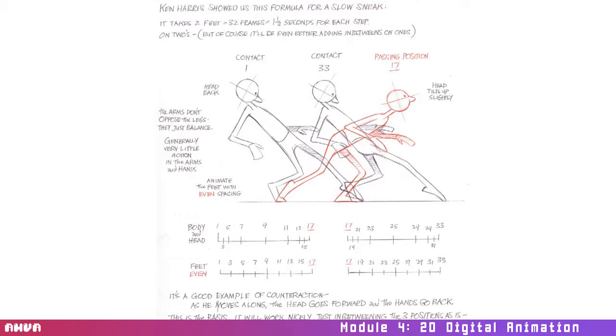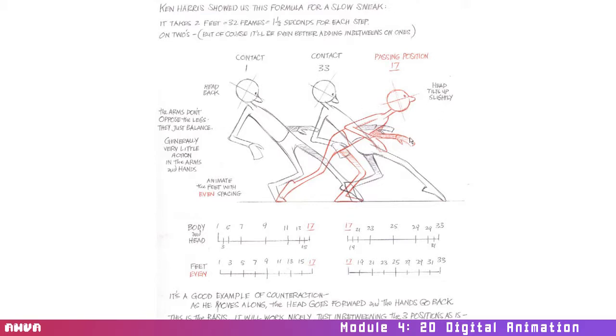So in a sneak, the arms don't oppose the legs; they just balance. Generally, very little action in the arms and hands. Animate the feet with even spacing. The head tilts slightly up in the passing position. And these aren't X's crossing it out. This is just the middle of the head, from the top of the head down to the back of the neck. And this is the eye line.